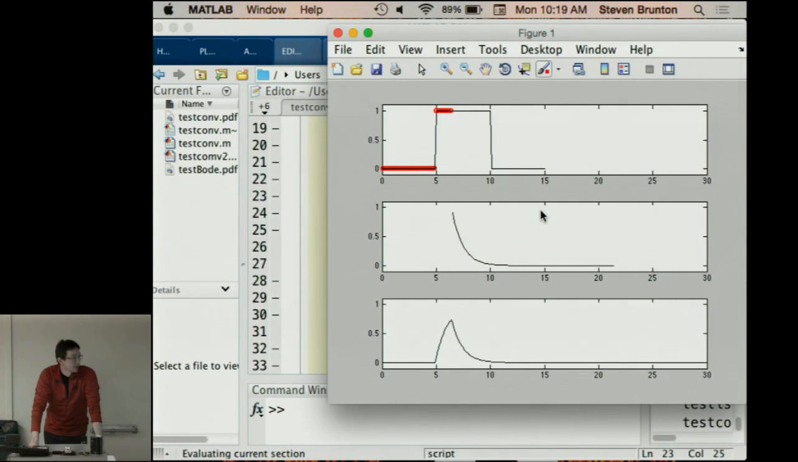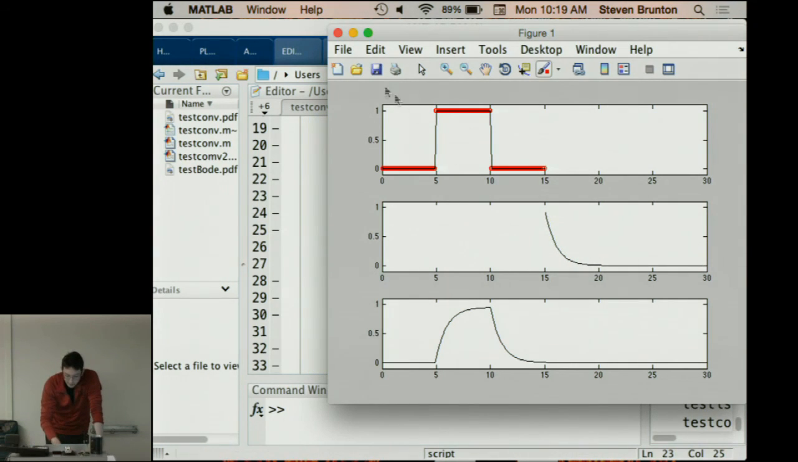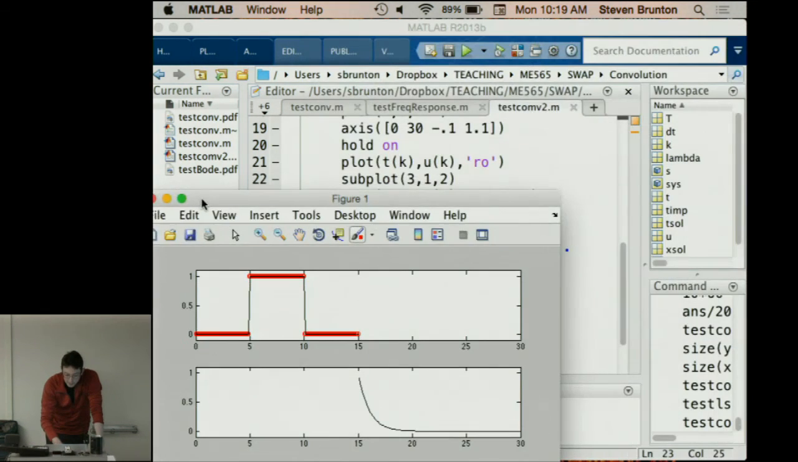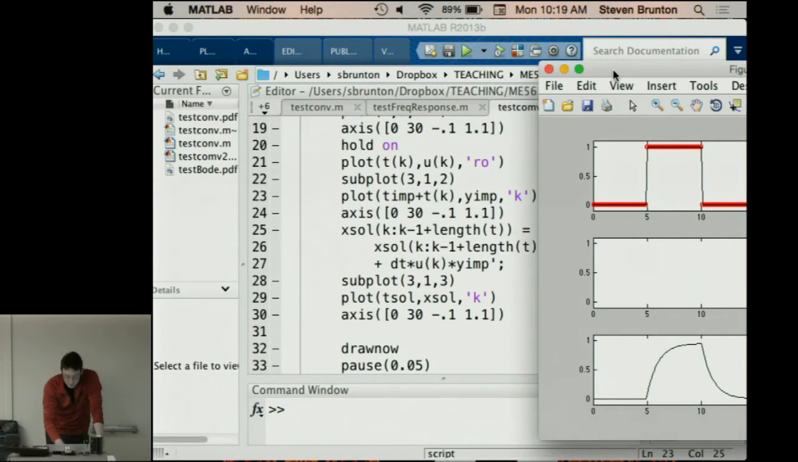Now the system turns on, starts accumulating. System turns off and just keeps decaying. Okay, questions about how we wrote this or what this impulse response means?